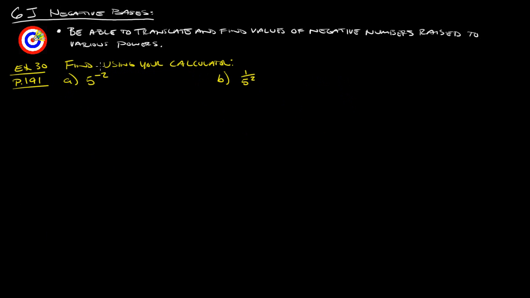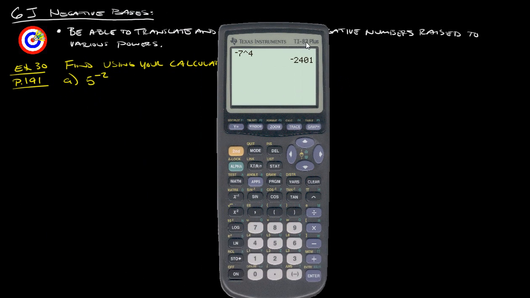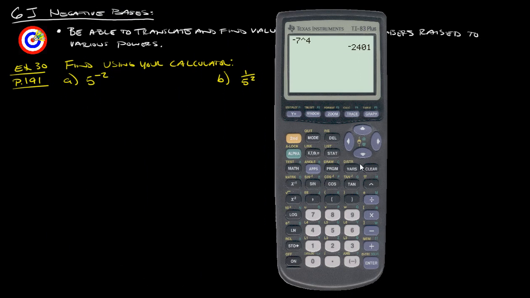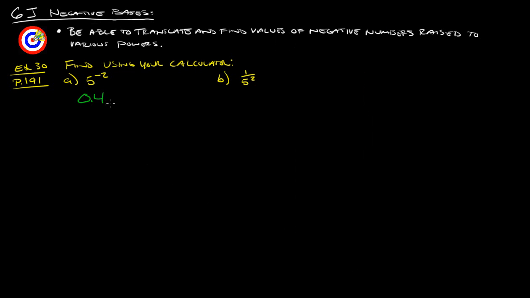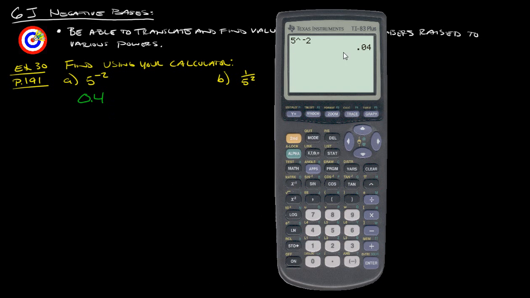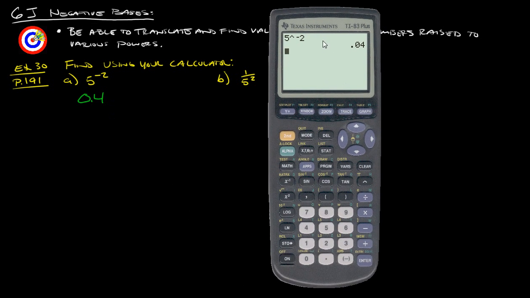All right, example 30 from page 191. Find using your calculator. 5 to the -2nd. So clear. 5 to the -2nd. Gives us 0.4. Now, also, just in case you didn't know, on your graphing calculator, I'm going to turn this into a fraction because it's going to help us better understand what this is doing here.